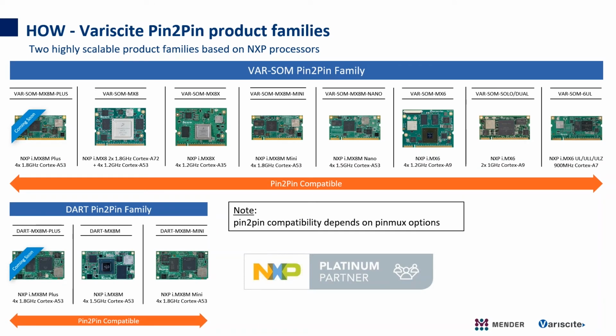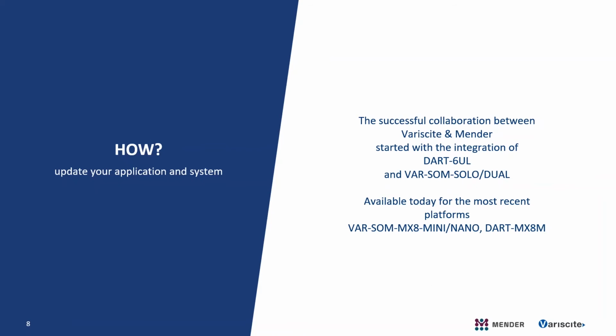How to make your life easier? Simply use our pin-to-pin compatibility for future scale up or scale down when needed. You can see here that all our VAR-SOM products are pin-to-pin for any scale up, which will make your life easier and make it much faster. The Variscite and Mender successful collaboration started with the previous platforms, the DART-6UL and the VAR-SOM Solo/Dual, and is available today for our high runner VAR-SOM MX8 Mini and the Nano.